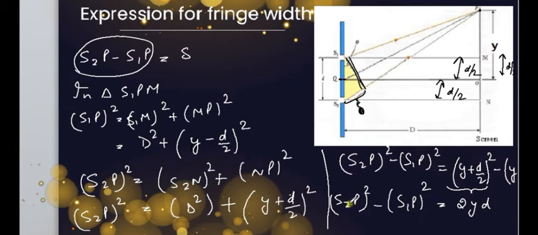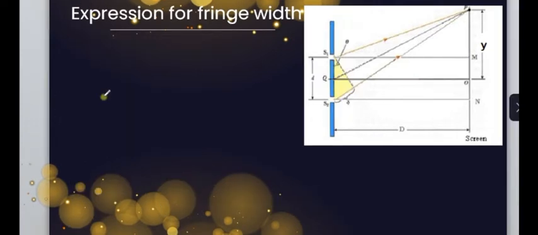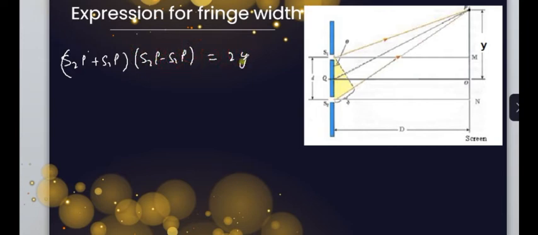Now let's apply the formula a square minus b square here. So it will be (S2P plus S1P) into (S2P minus S1P) is equal to 2yd. Any confusion in this? I hope this much content is clear to you. We have obtained (S2P plus S1P) and (S2P minus S1P) equal to 2yd.